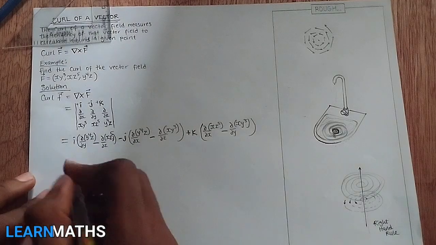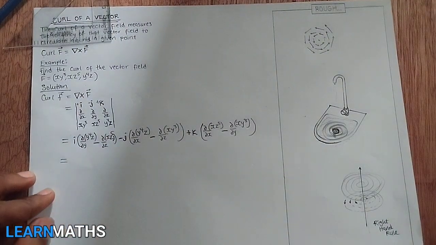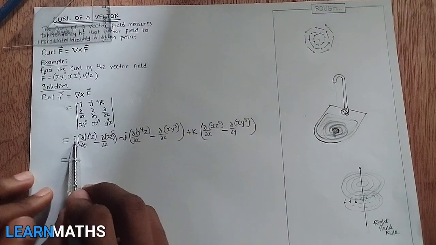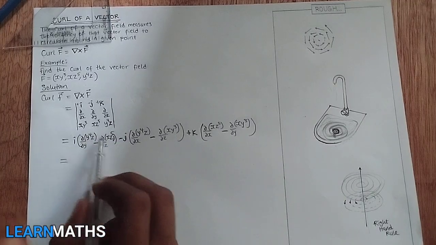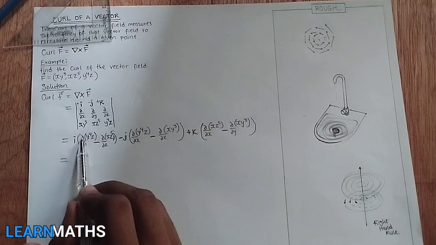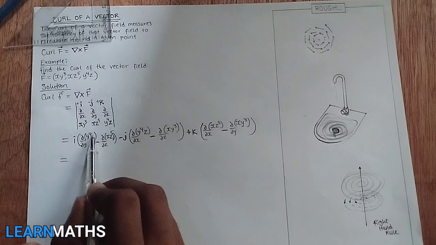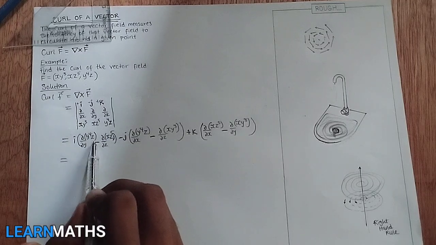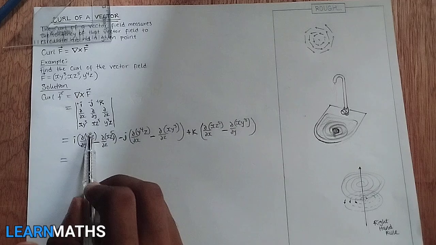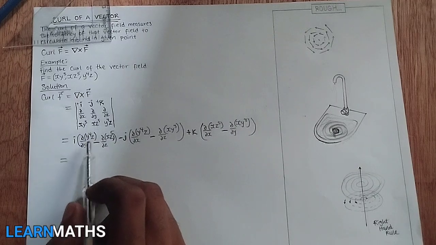Alright, I'm really hoping you're following. So let's see, this is i, right? We're going to simplify the terms in the bracket. Now, what's the partial differential of this term here, y raised to power 4z, with respect to y? How do you differentiate this partially, or just how do you differentiate this with respect to y?